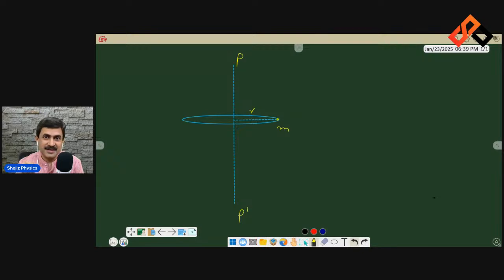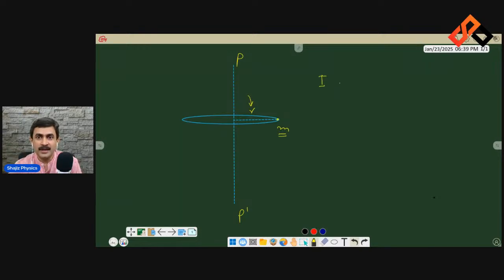moment of inertia is determined by two parameters. One is mass itself. Second one is the radius of the circular path, or the perpendicular distance between the axis of rotation and the center of mass of the object. Now, moment of inertia is represented by the letter I.